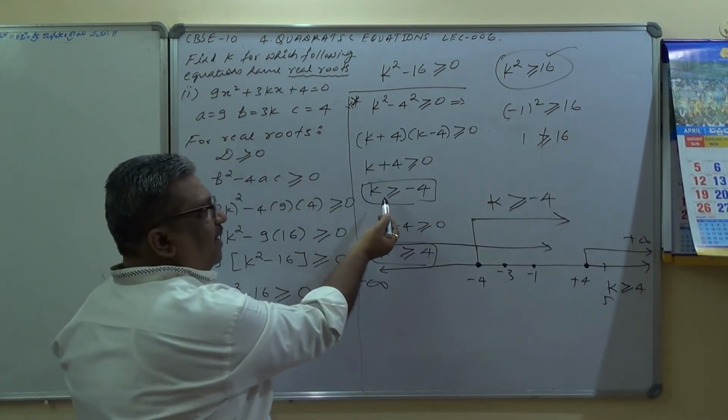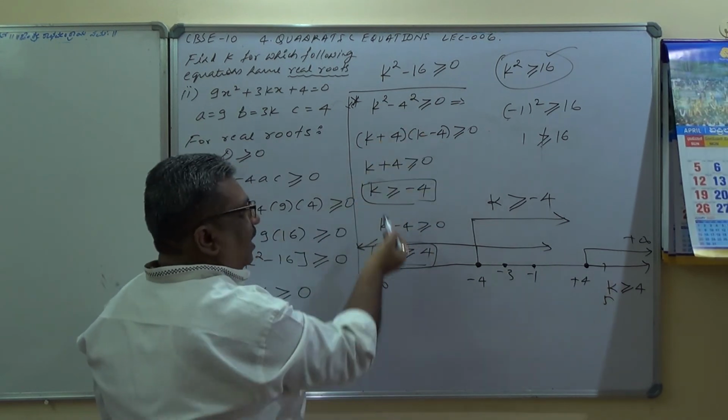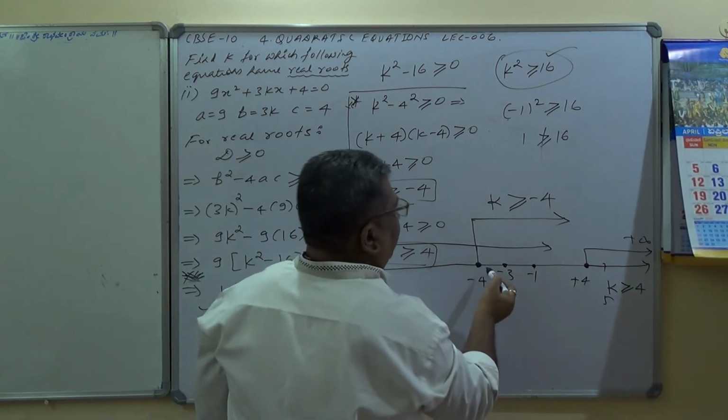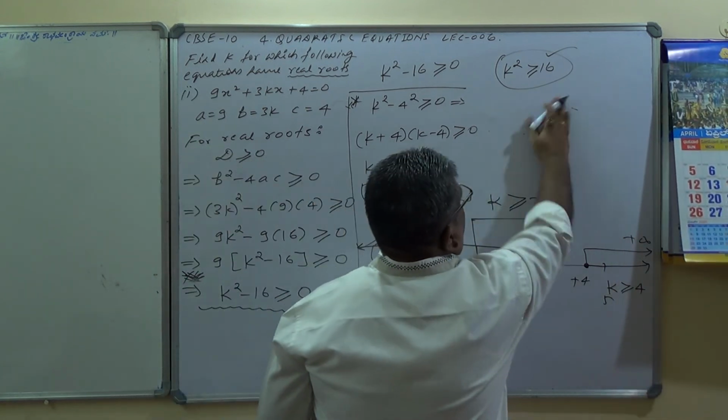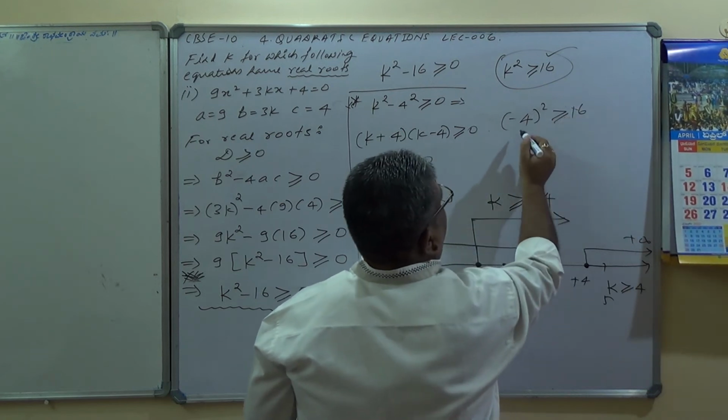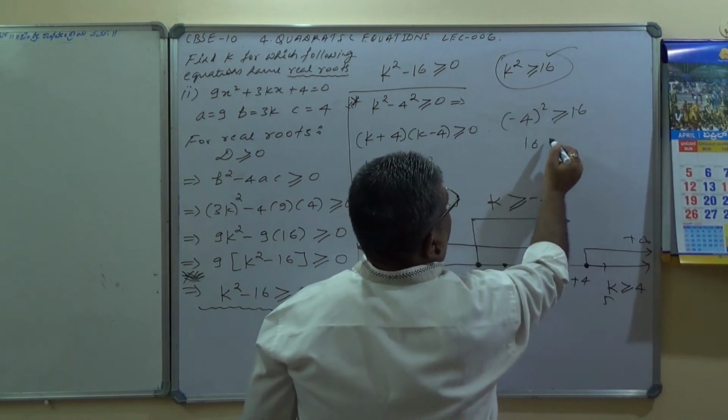But what is this saying? If I work this way, it says k should be greater than or equal to minus 4. So greater than or equal, you take minus 4 itself once again. Minus 4 squared, is it greater than or equal to 16? Minus 4 squared is 16. Okay.